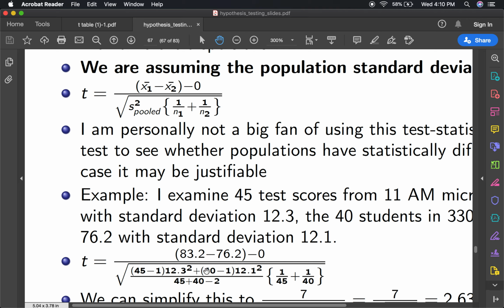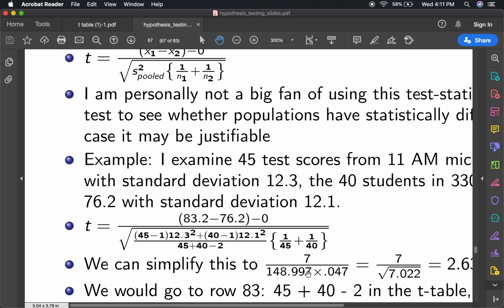I have 40 in the 3:30 class minus 1 times 12.1 squared. Here is where I combine, this is where the pooling goes on. I fuse the sample together. So think of this as a weighted average where just a little bit more of the variance is coming from the 11 o'clock class because we have a slightly larger sample. Then I have 1 over N1 plus 1 over N2.